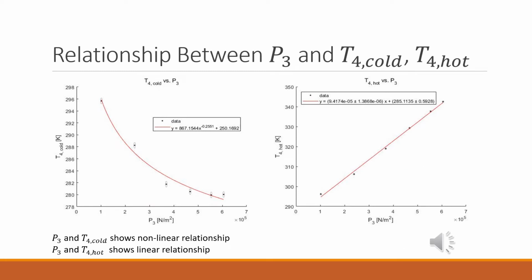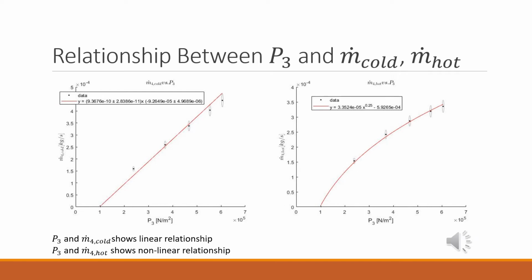As the air pressure at stage 3 increases, the cold air's temperature decreases. However, since they do not show a linear relationship, the relationship between them can be expressed as a nonlinear exponential function. As the air pressure at stage 3 increases, the hot air's temperature increases. And since they show a linear relationship, we did a linear regression using York fit.